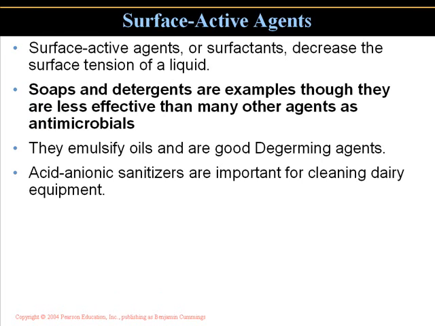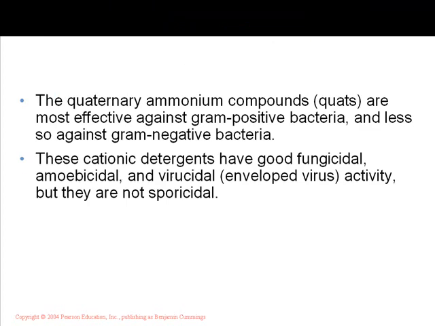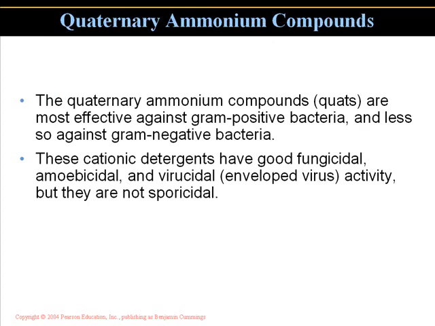We may be more familiar with those as soaps and detergents. Examples, though they're less effective than many of the other agents that we talked about earlier. They will emulsify oils. They're good for denaturing agents. Acid anionic sanitizers are important in cleaning dairy equipment. Quaternary ammonium compounds, or quats, are most effective against gram-positive bacteria but less effective against gram-negative bacteria.